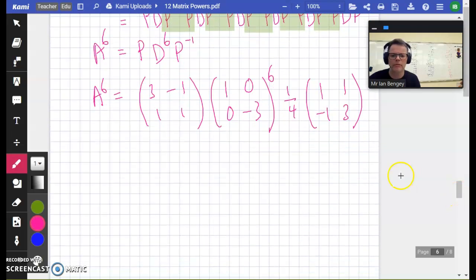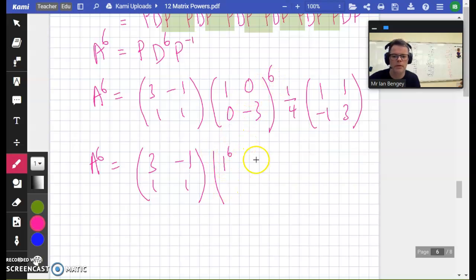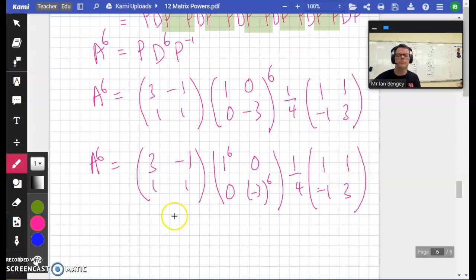But here, the power of that diagonalized matrix is incredibly easy to find because we showed in the previous video that it's simply one to the power 6 and negative 3 to the power 6. And that now is a relatively straightforward thing to compute. So yeah, you should be able to work through that and end up with the power of this matrix A.